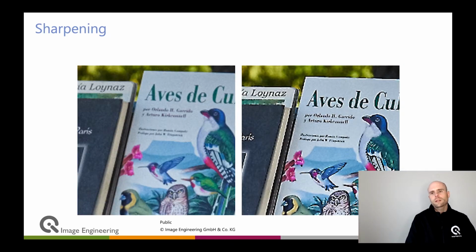So if we zoom into the image, we can see that the image on the right actually has some artifacts there, so strong sharpening artifacts, and that is of course an issue. So sharpening means you need to find a good trade-off between the right amount of sharpening for a pleasing image, but not too much for an annoying image.